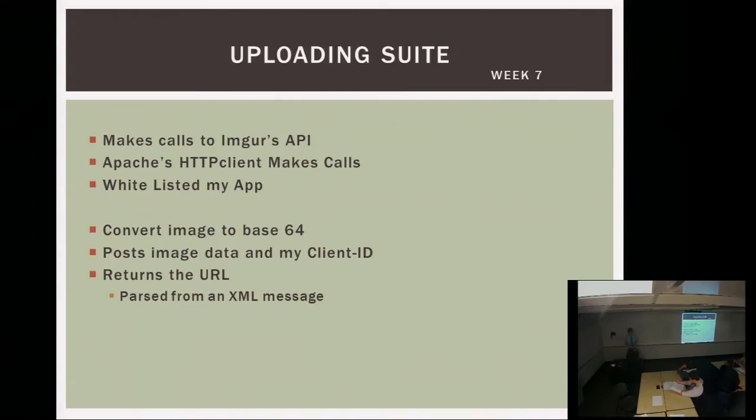And to actually upload an image, you have to first convert the image to base 64, which is just an encoding. And then you send a post to their URL with the correct image data and your ID and key. And then finally, that will return you an XML or JSON message. You can pick either one based on which URL you call. And then from that, I just parsed the URL and the status code to make sure everything was working properly, and then finally give the user the URL to the image that they just uploaded.